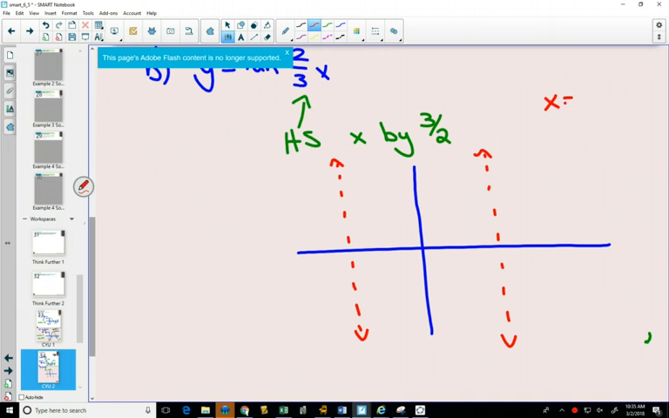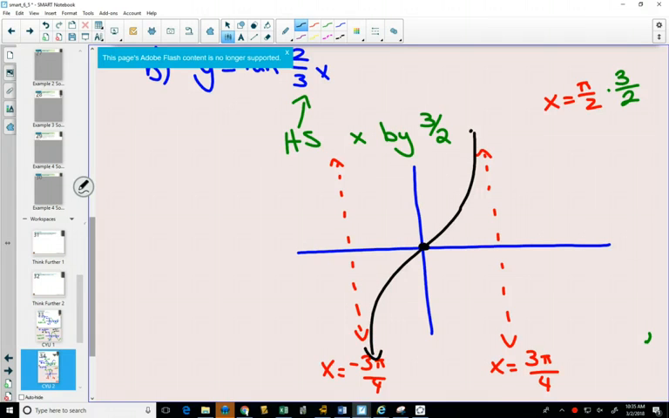But if I took pi over 2 and all my x values are getting multiplied by 3/2, my asymptote is going to change, and it's now going to be at 3 pi over 4. And this one over here at negative pi over 2 will now be at negative 3 pi over 4. The shape of our tan graph still will stay the same. It'll look like a bunch of x cubed graphs repeating itself.